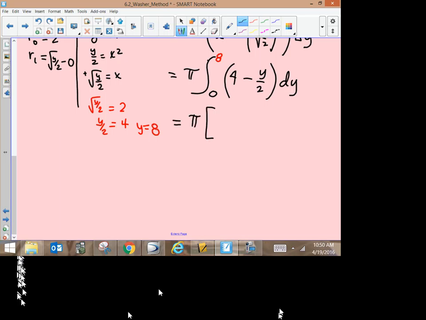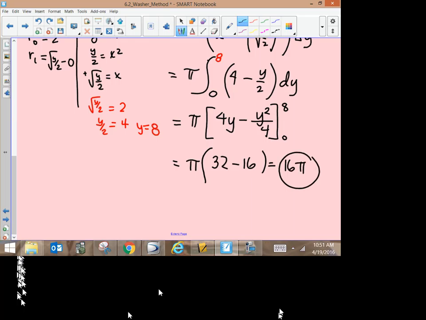Oh, I know what it is. It should be y over 4. I was thinking it was 2y. I did it like it was 2y and then divided by 3. Okay. 16. Right? 16 pi is correct, yes. 32 minus 64 over 4 is 16. There's your 16 pi. So you forgot this too? When you do the anti-derivative? Okay. And you just had y squared over 2.